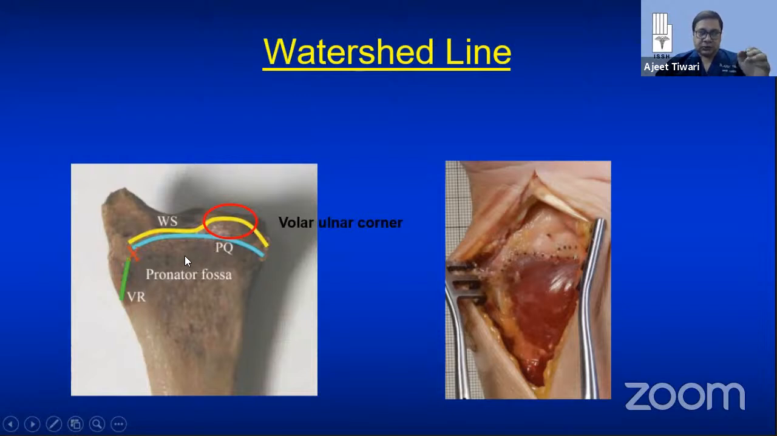The juxta-articular plate is applied proximal to the pronator quadratus, and the rim plate is applied over the watershed line. So if you apply a juxta-articular plate for the lunate facet fragment, this plate cannot hold the lunate facet fragment. The juxta-articular plate is not meant for the lunate facet fragment.